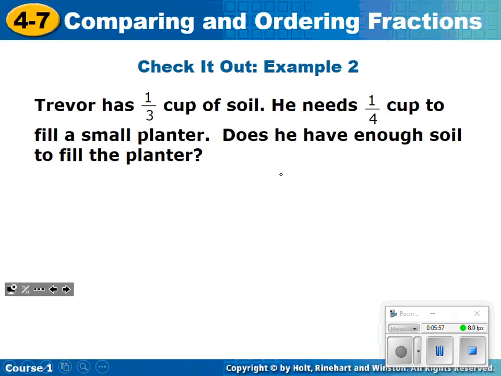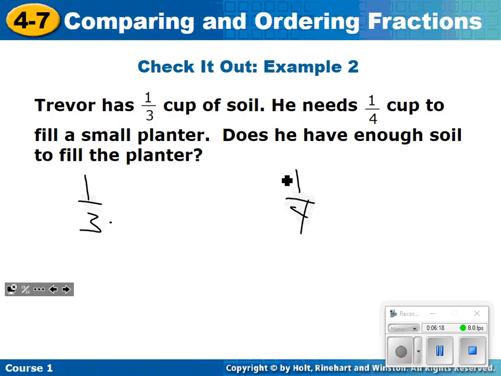Trevor. He's got 1/3 cup of soil. He needs 1/4 cup of soil. Does he have enough soil? Well, we got to compare them. 1/3, 1/4. What's our common denominator?